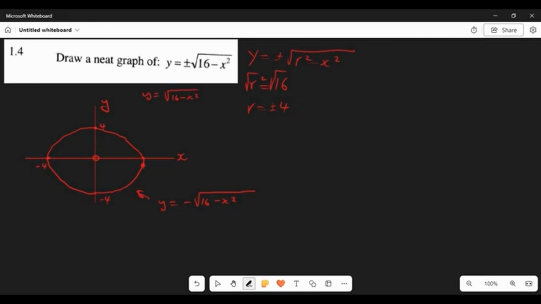So you know that the lower semicircle is the one with the negative, the upper semicircle is the one with the positive. But even if you draw a full circle with a radius of 4, this was actually enough. I hope you guys understood this question.